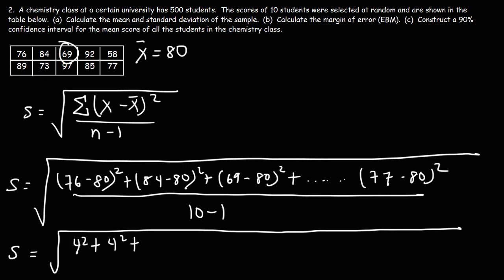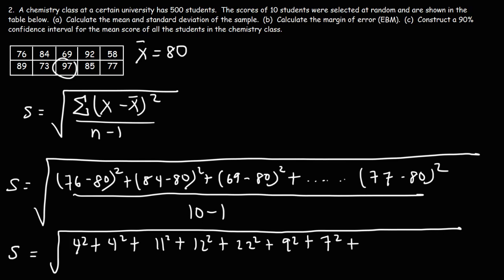Now let's take this number and subtract it by the mean. The difference between 69 and 80 is 11. 92 is 12 units from the mean. 58, that's 22 units from the mean. 89 is 9 units away from it, so this is going to be 9 squared. And then 73 is 7 units away from the mean.